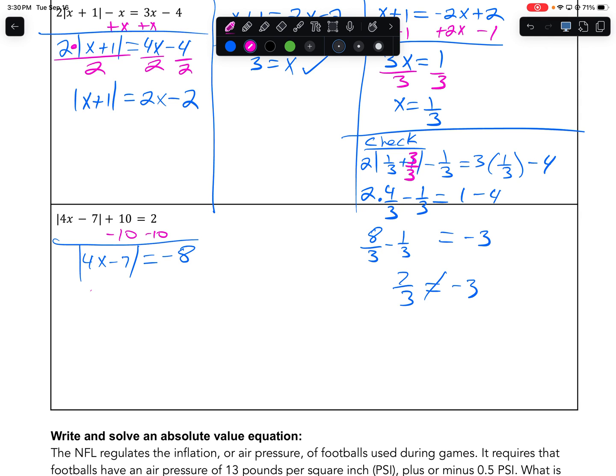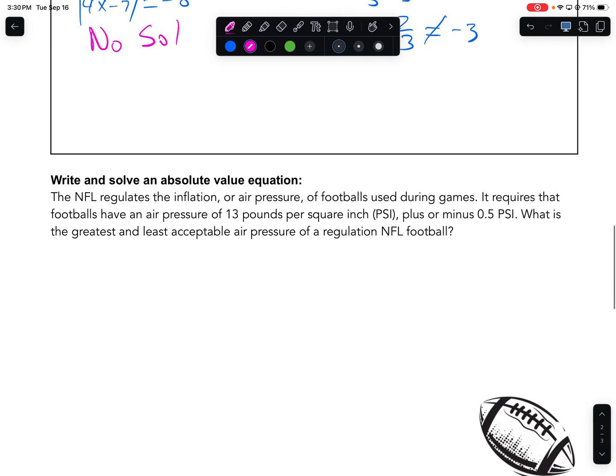But if you realize at this point it's no solution, go ahead and write no solution. You don't have to do 2 separate cases. You already know it doesn't work. Okay? Adios. All right, so last problem.